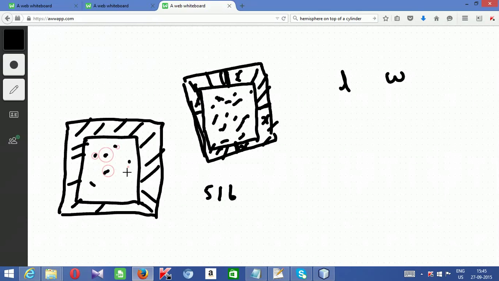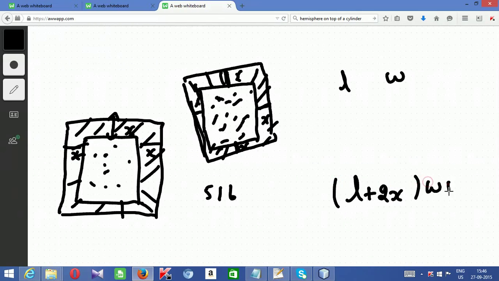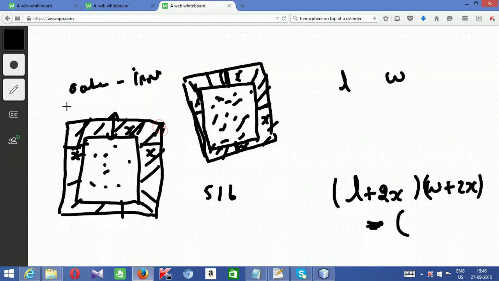And these are the gardens and this is uniform x. So if this is uniform x, let the inner one be L. Then L plus 2x will be the outer rectangle length and W plus 2x will be the outer rectangle width. So (L plus 2x)(W plus 2x) minus the area of the inner rectangle. To find this area, how will you do it? Outer rectangle minus inner rectangle will give you this enclosed area, right? The outer rectangle is this.